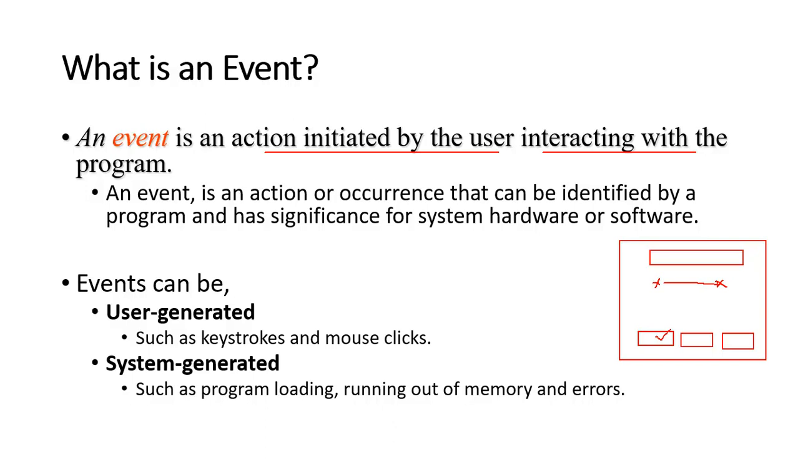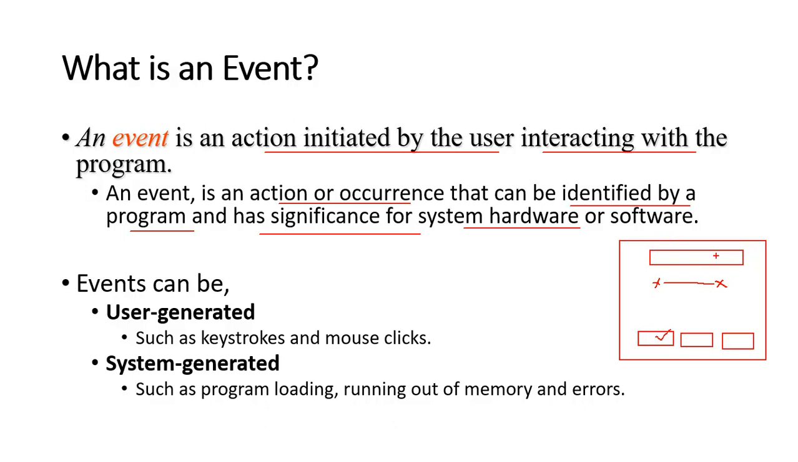So, when we talk about event, it is an action or an occurrence that is identified by our program and has some significance for our program or for the hardware system. Not everything, or not every action that is performed by the user needs to be treated as an event. Some of them, even though they belong to an event, they may not be considered as event because they don't make any sense to our application.